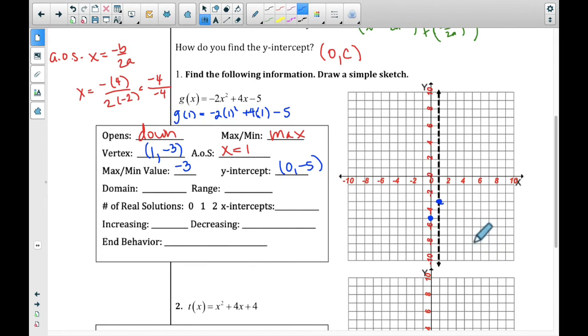Now remember, the name, axis of symmetry, tells us that we have some symmetry. So in just a minute when we draw this, we're going to come over here and make a symmetrical point over here.